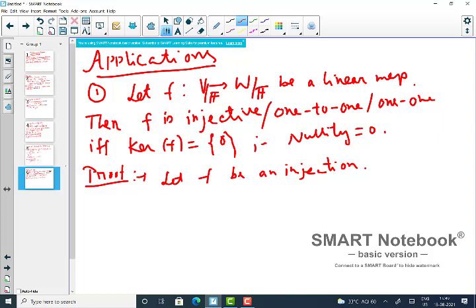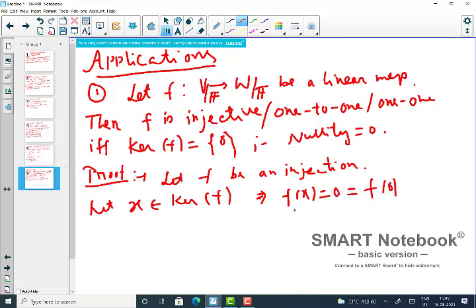Now we need to prove that the kernel is a singleton. That means whatever element you choose in the kernel has to be zero. So choose an element, say x belongs to the kernel of F; we have to prove that this is actually 0. This implies F of x equals 0. But we already know that the zero vector maps to 0. So as F is one-one, we have x equal to 0. That means the kernel of F is only the singleton 0. So this is one part of the proof.